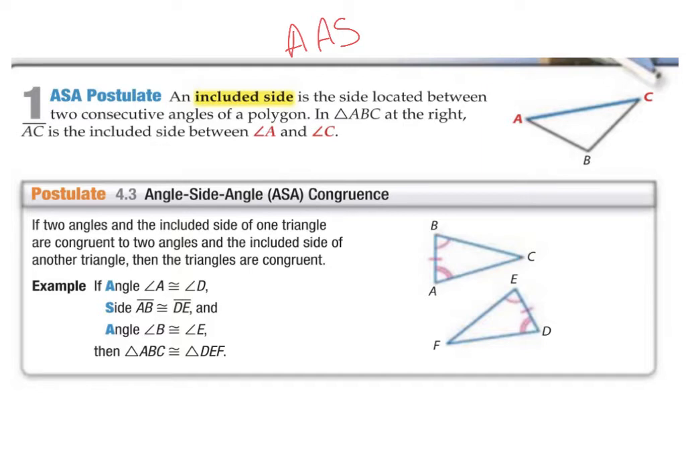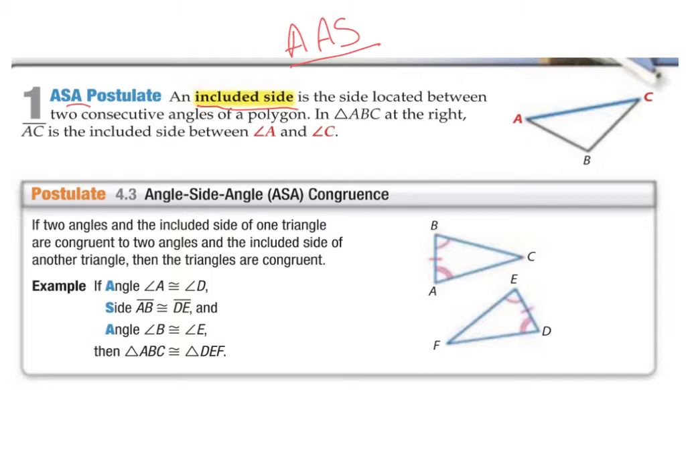So in our previous video, you should have learned that the AAS postulate says that the side given is not in the middle of the two angles. It's not an included side. But the ASA postulate has an included side, which means that the side given is in between two angles.